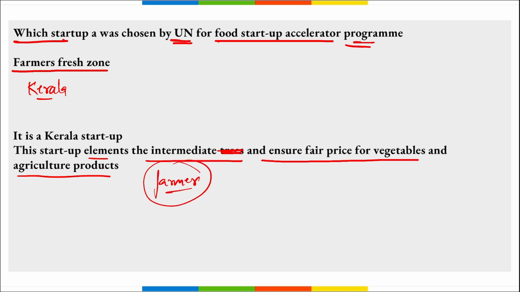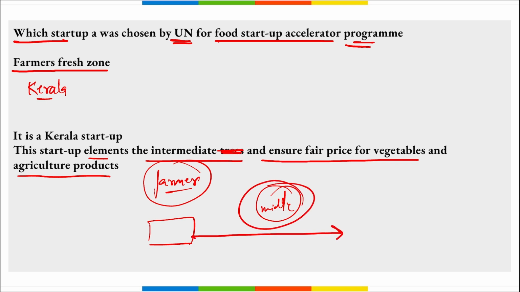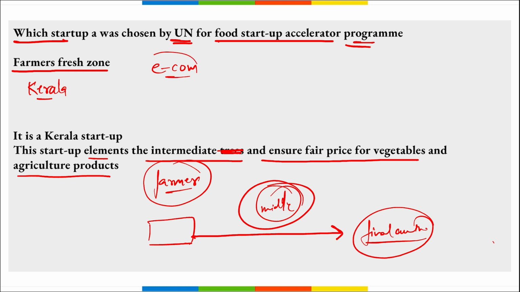So directly we can say that the farmer is producing these various vegetables and fruits, and there is no middleman now, because the rise of price and the correct amount that a farmer should get was stopped by this middleman. Now the farmer is directly connected with the final person who will then sell it. So this work has been done by Farmers Fresh Zone, that is Farmers FZ. This is an e-commerce platform, located in Kochi, Kerala.